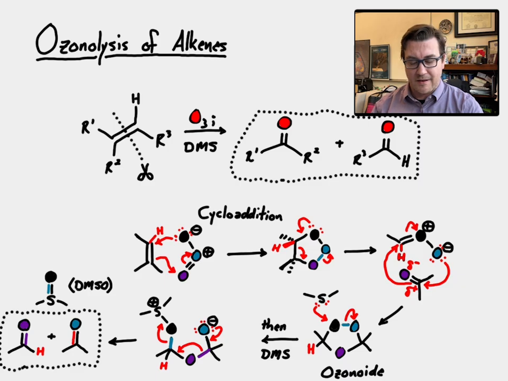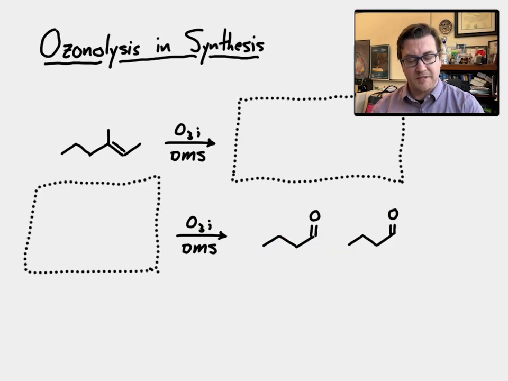So again, I'll highlight here that here we had this ketone and aldehyde, and here again we have a ketone and aldehyde. I'll note that this can also occur in a situation where you'd form two aldehydes or a situation where you'd form two ketones. So let's look at some syntheses where this could be involved.